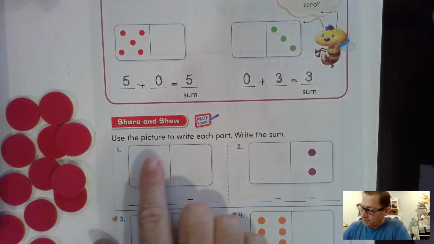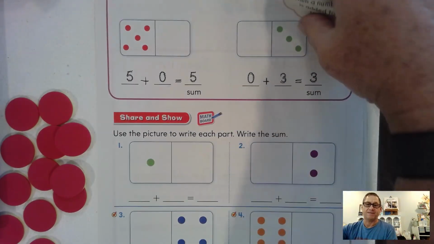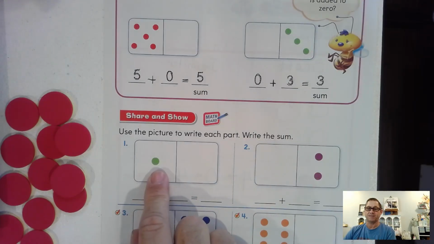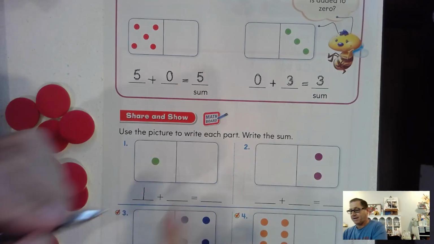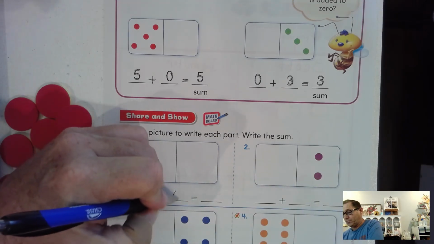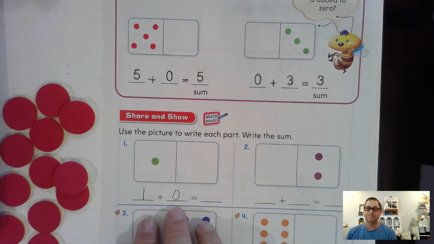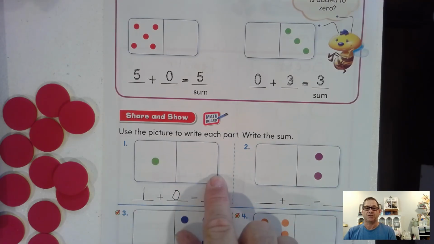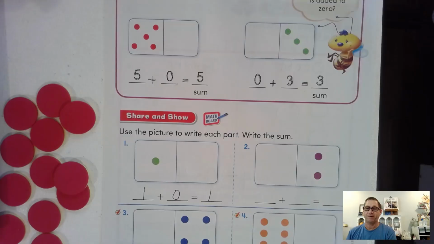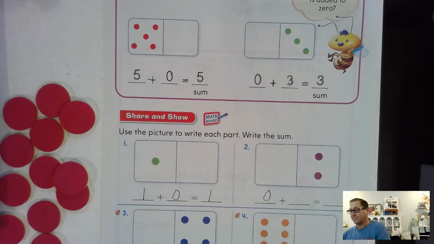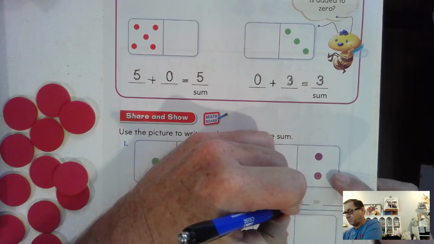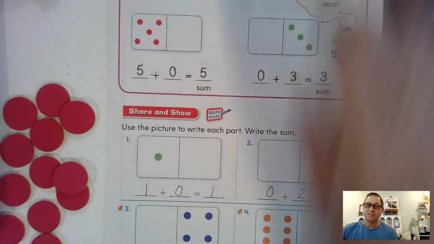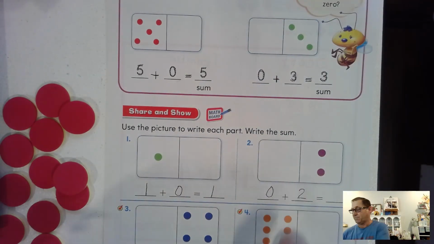Use the picture to write each part and write the sum. So how many is in this part? 1. How many is in this part? 0. So what's the sum? What's the whole? These are parts. What's the whole picture? 1. 1 plus 0 is that number. In this one, we have 0, correct? And then we have 2 in this part. And 0 plus 2 is that number, 2.